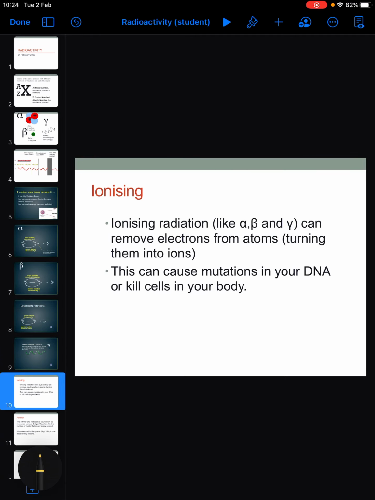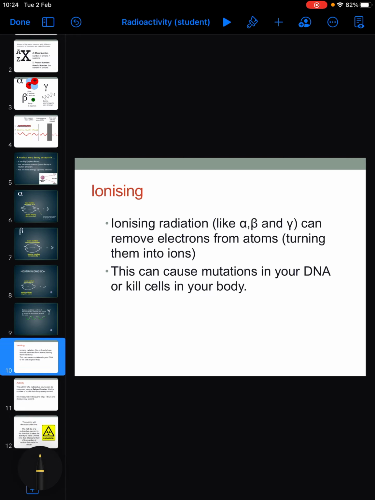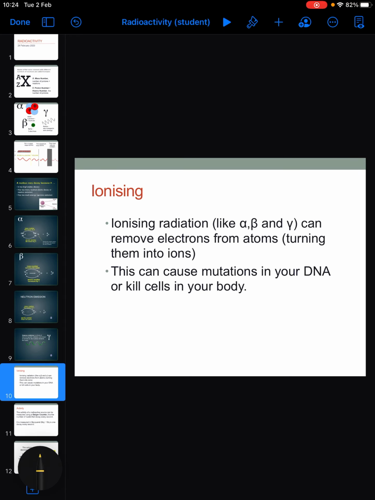So ionizing we've talked about before, but let's just give you a bit of a definition. Ionizing radiation, like alpha, beta and gamma, you do also get X-rays which are ionizing, can remove electrons from atoms, turning them into ions, hence ionizing. This can cause mutations in your DNA or kill cells in your body, which can cause cancer.